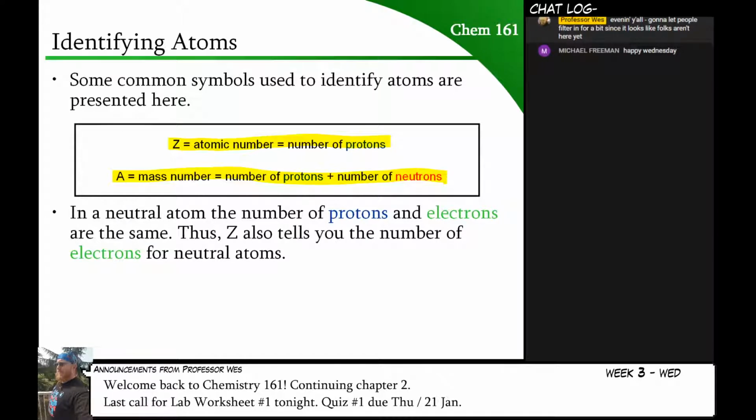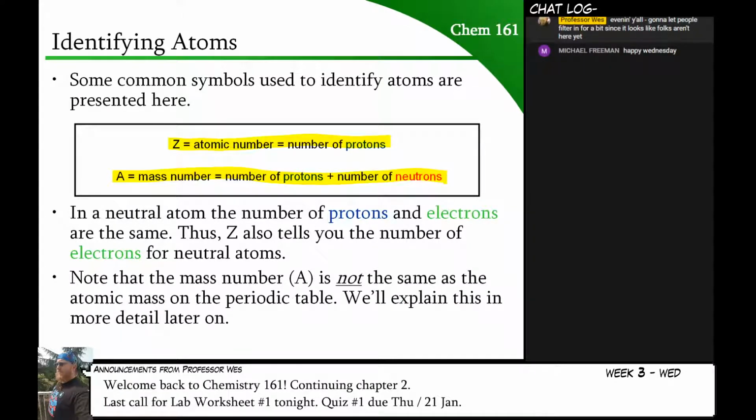And again, just as a reminder, protons and electrons in a neutral atom are equal. So if you have a neutral atom, you know the number of electrons because you know its number of protons. Now, the mass number is going to be an integer. Let's write that on here. So Z and A, both of these, are going to be integers. They're going to be whole numbers, and they're going to be positive. You can't have a negative number of protons, and you can't have a zero number of protons.